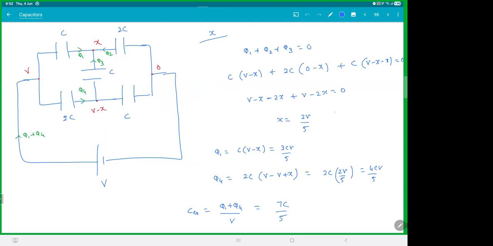All clear with this? Great. So that's about the Kirchhoff's junction law. So you can use these junctions to figure it out.